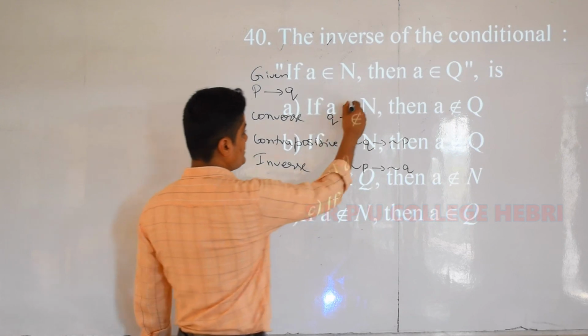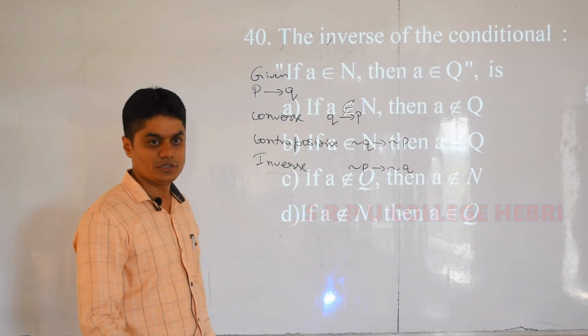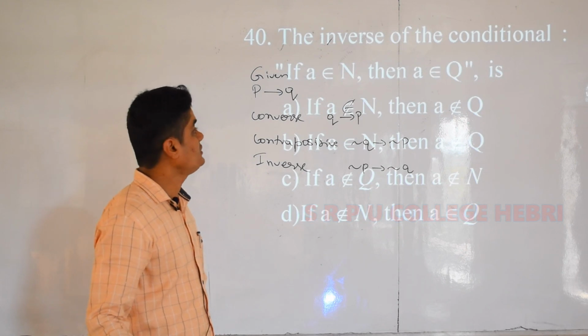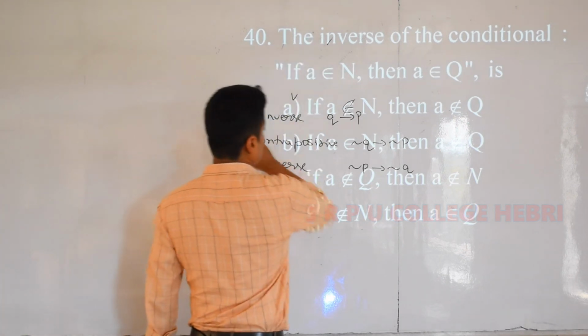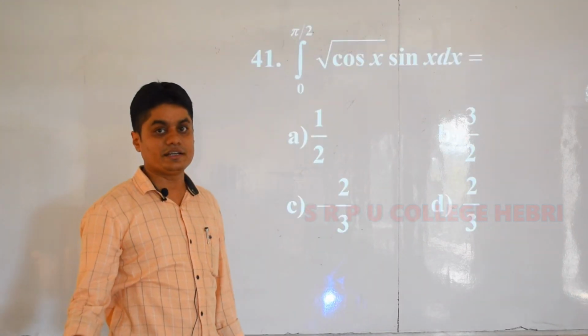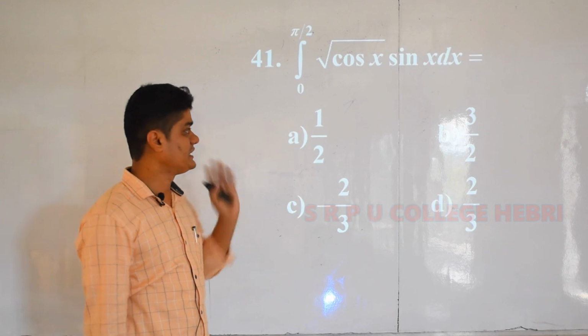That is, if A does not belong to N, then A does not belong to Q. So, understood? The answer is option A. Very good. Okay, next question. This is from integration. It is a very simple problem, but with a definite integration.